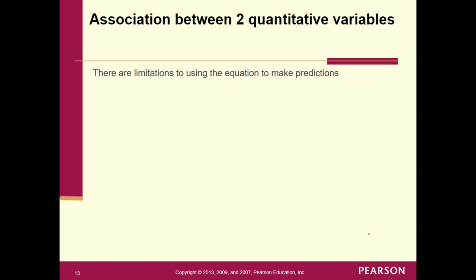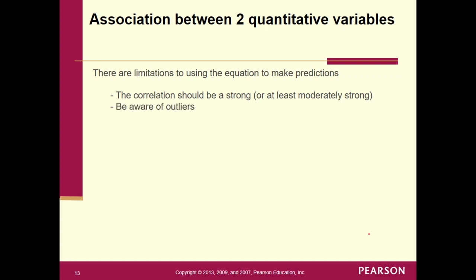But there are limitations to using the equation to make predictions. First of all, the correlation should be strong, or at least moderately strong. Why? Because if you have a weak correlation, do you think it's going to predict very well? Probably not. You need something at least moderately strong or very strong to start making reasonable predictions for y, given a certain value of x.